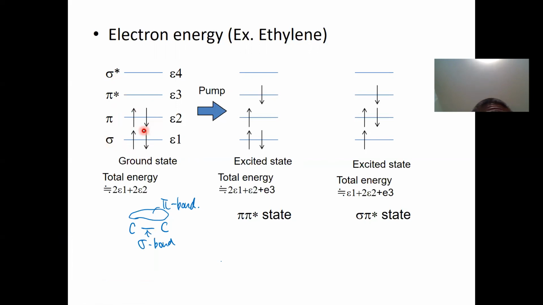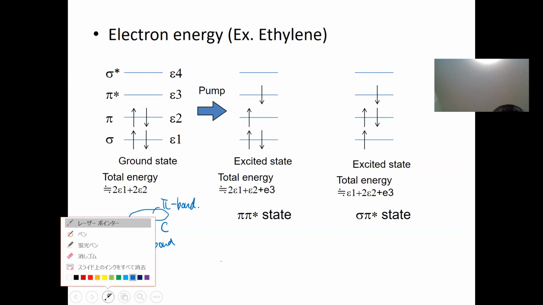And just simply thinking about it, if you have one electron in the sigma state, the electron has energy epsilon1. And then if you have one electron in the pi state, the electron has energy epsilon2. In this case, the total energy is roughly estimated as 2 times epsilon1 plus 2 times epsilon2.